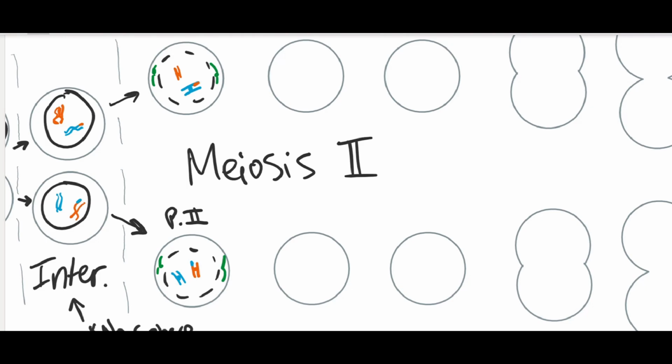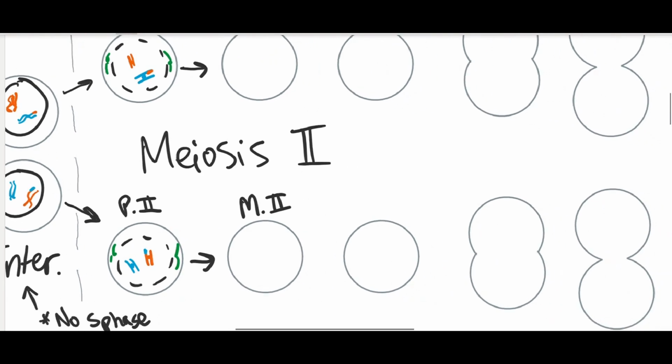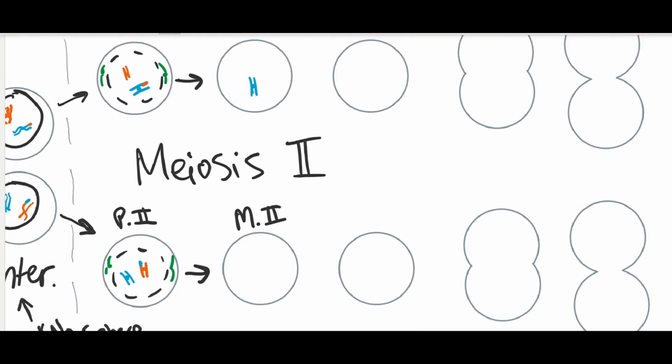All right, so chromatin condenses into chromosomes. Each chromosome is made up of 2 sister chromatids joined at the centromere. Spindle fibers are forming, nuclear envelope is breaking down, and the cells are haploid. Now we're gonna go ahead and move into metaphase 2. All right? Metaphase 2, our chromosomes are lining up along the metaphase plate.